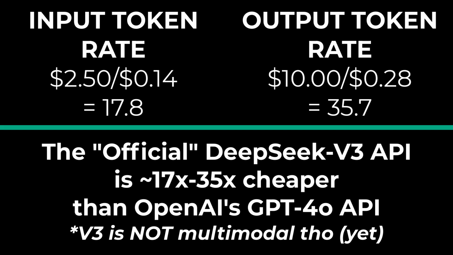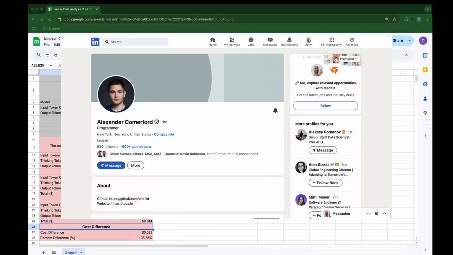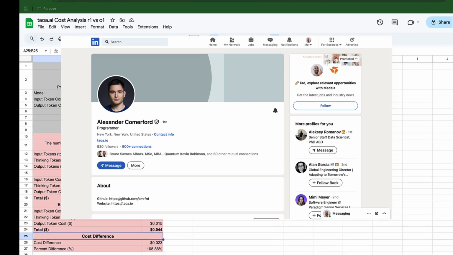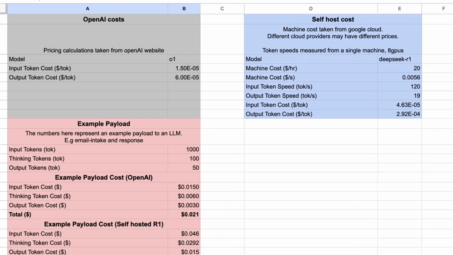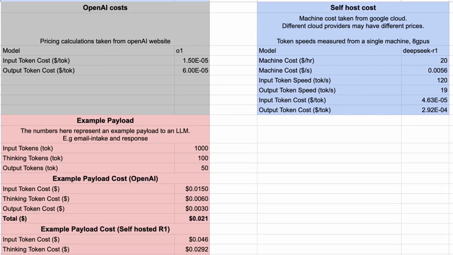And finally, let's compare the cost of self-hosting R1 against using the OpenAI O1 API. This is definitely not going to be applicable to everyone, but it's good to know. Remember, because DeepSeek models are open source, you can host them yourself. Here's an analysis by Alex Comerford, an ML engineer at Near AI, that compares the cost of self-hosting R1 on GCP versus using OpenAI's O1 API.